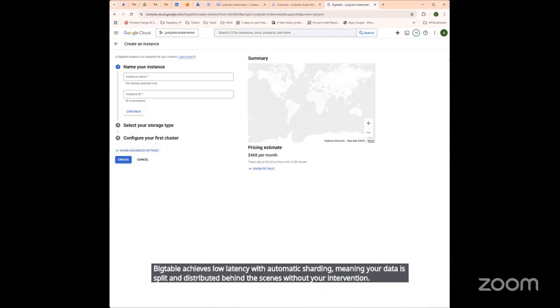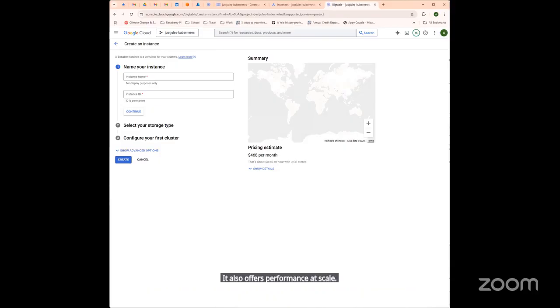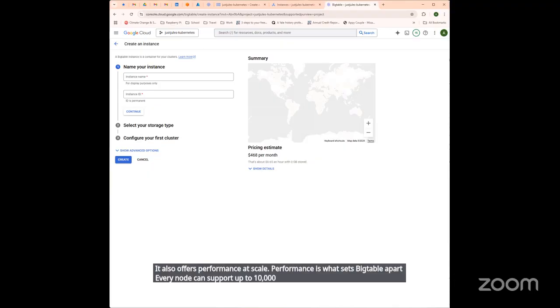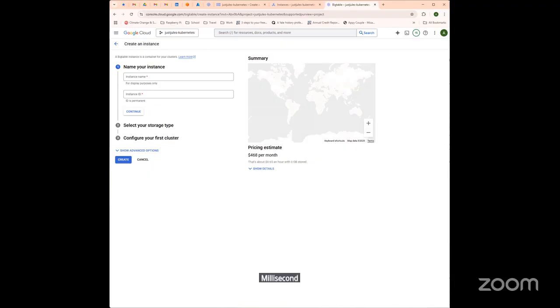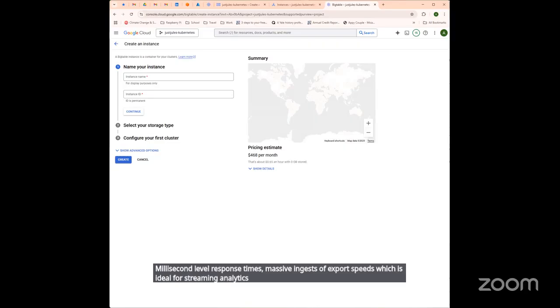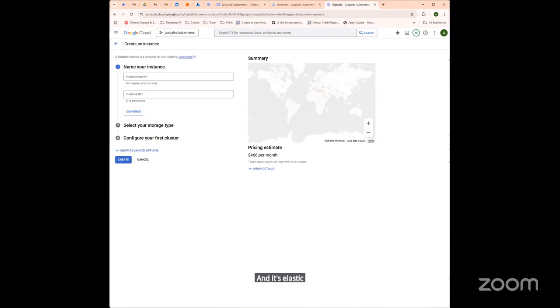It also offers performance at scale. Performance is what sets Bigtable apart. Every node can support up to 10,000 queries per second, millisecond level response times, massive ingest speeds, which is ideal for streaming analytics pipelines. And it's elastic, meaning you can add or remove nodes based on daily or seasonal workload.